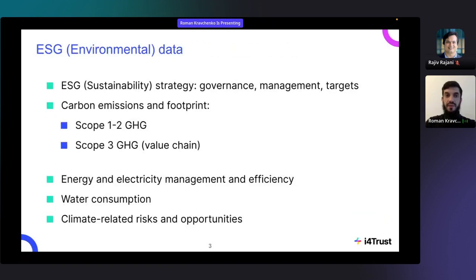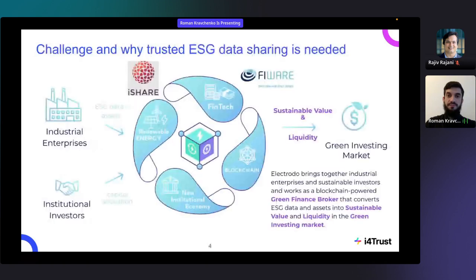By ESG data, first of all, we consider the environmental pillar, and this data includes the ESG sustainability strategy of the company, data about carbon emissions and footprint under 3 scopes, data regarding energy and electricity management and efficiency, water consumption, and finally, climate-related risks and opportunities.